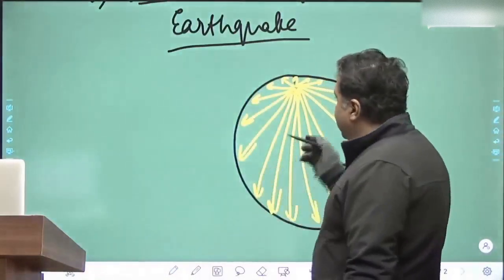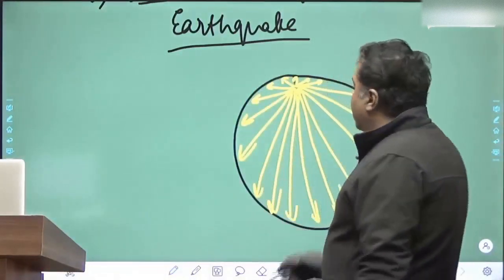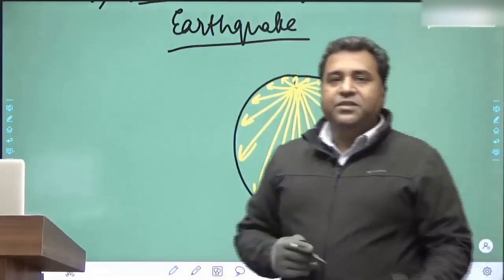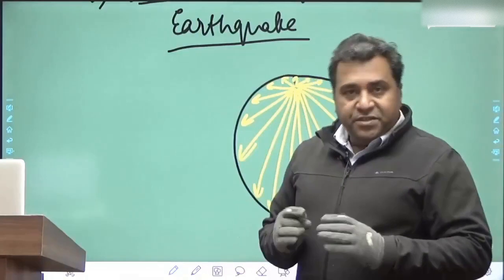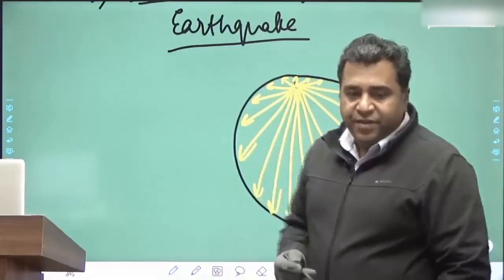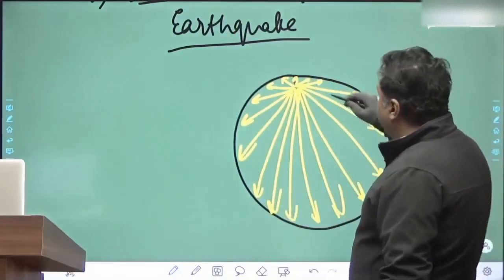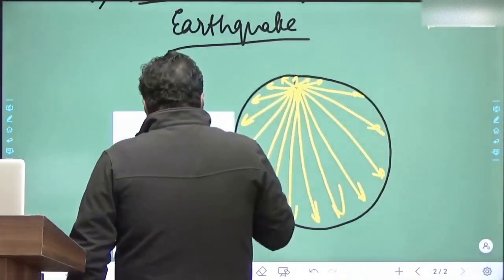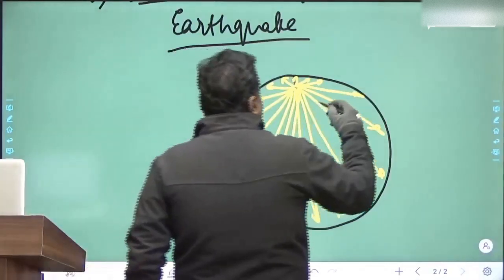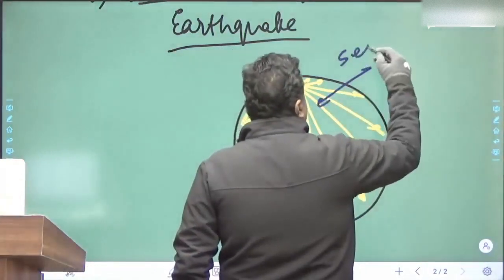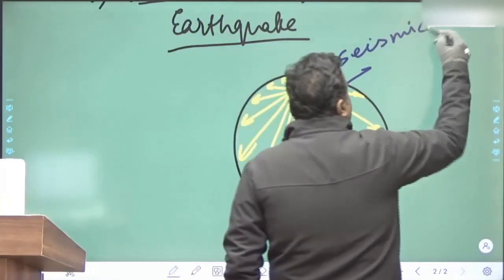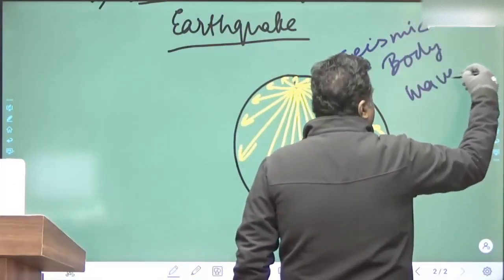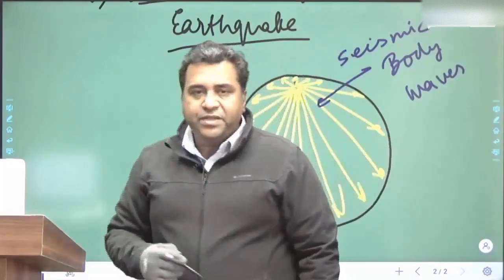This energy which is stored, I'll dictate, don't worry. This energy is called seismic energy, and when it travels inside the body as waves, we call it seismic waves. When it is traveling inside the body, we call it seismic body waves. What do we call these waves which are traveling inside the body? We call them seismic body waves. Please do draw this diagram with me. So this is what we mean by seismic body waves.